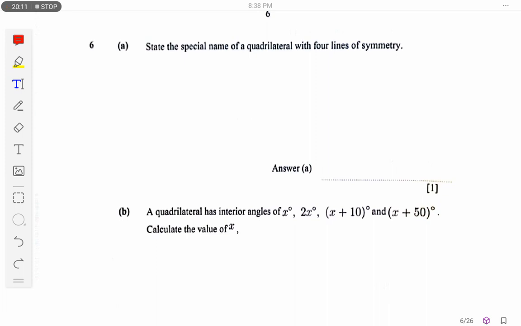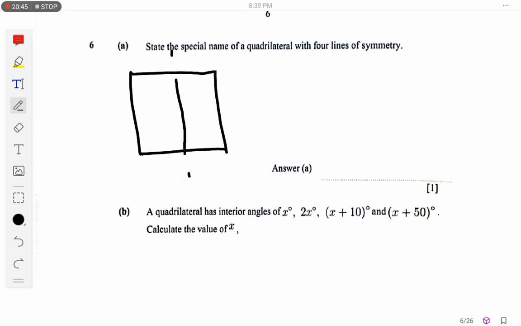Okay, now this question is saying state the special name of a quadrilateral with 4 lines of symmetry. So when it means 4 lines of symmetry, what it means is like you can fold something 4 times and it will be matching. That's the easiest. Like the sides will be matching together. Okay, now let's do this. For this one, I can say it's a square. A square is like this, guys. So it means I can have it folded that way.